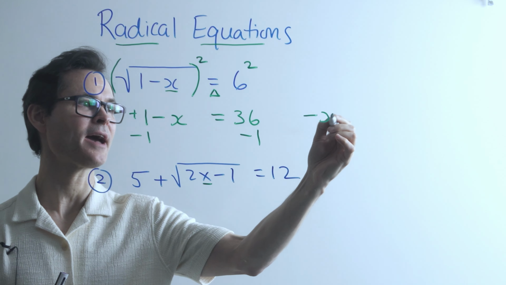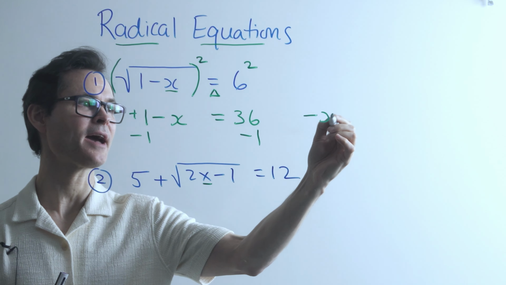And then if negative x is equal to 35, I can think of that as negative 1x if I want to, and divide both sides by the coefficient to isolate x. And so x here turns out to be negative 35.